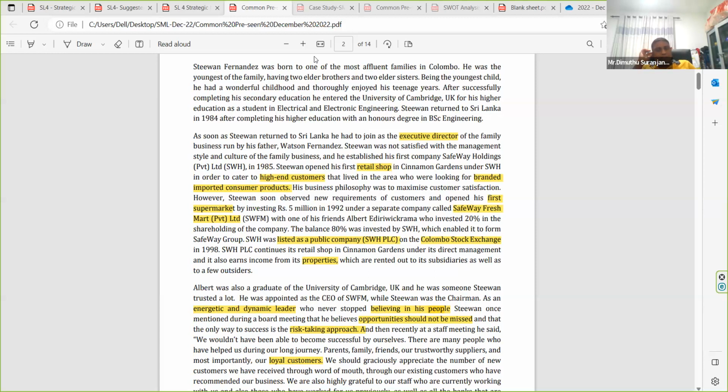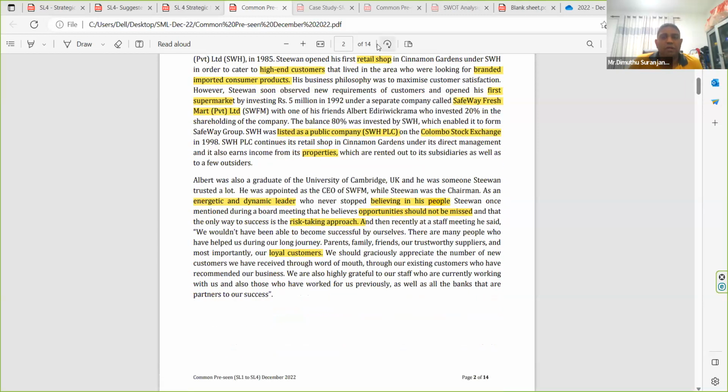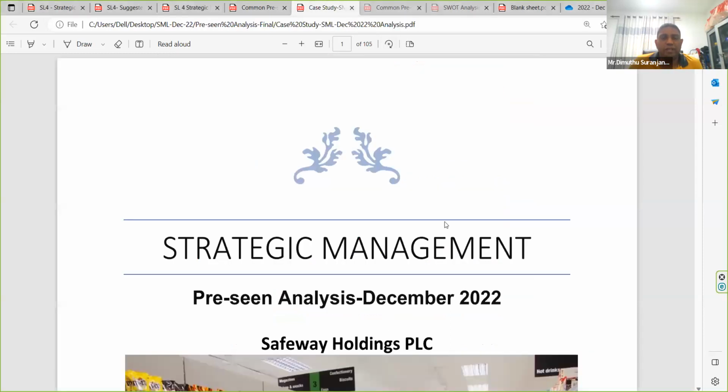Safeway Holding should come at the top, now registered in the stock market, and SWFM comes under them. SWH PLC continues the retail shop in Cinnamon Garden under its direct management. It also earns income from its properties, which are rented out to its subsidiaries as well as to a few outsiders. Now, we'll see my analysis, whether I can find this one. This is the analysis I did last time.